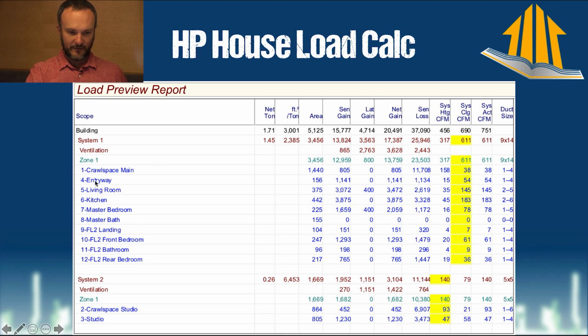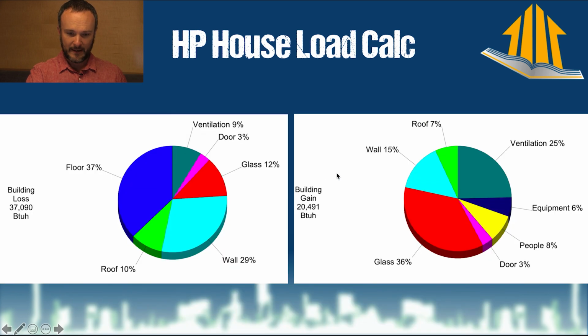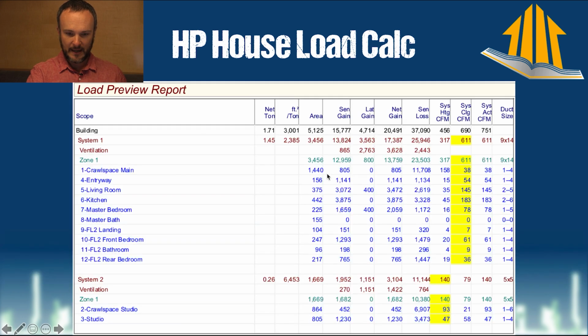So the living space, you see I've got my crawl space is 1,400 square feet. I have 800 BTUs per hour of gain in the summertime. And that's because some of the foundation wall is out of the ground and it might be taking some beating from the sun. So I now have over here the BTUs required for each room and the amount of CFM, cubic feet per minute of airflow, that I would need for those rooms. And it'll even tell me what the duct size is to achieve that.